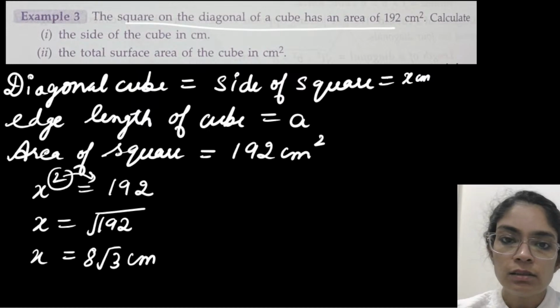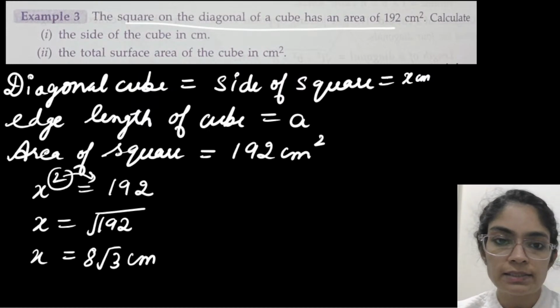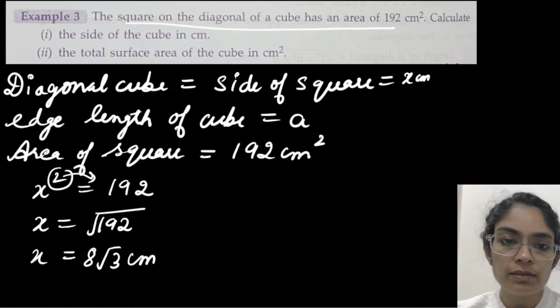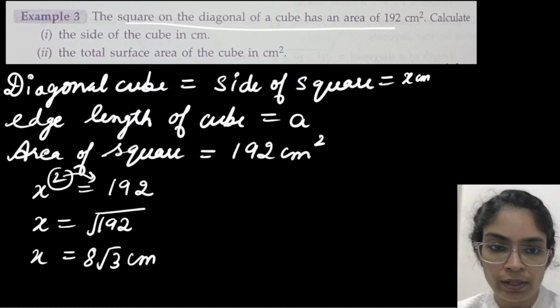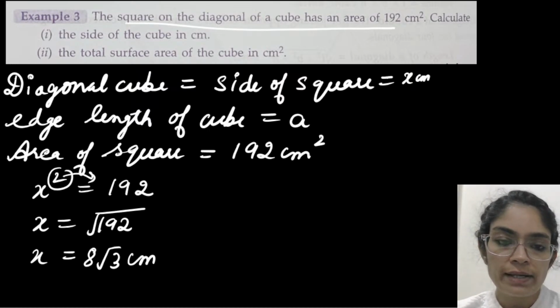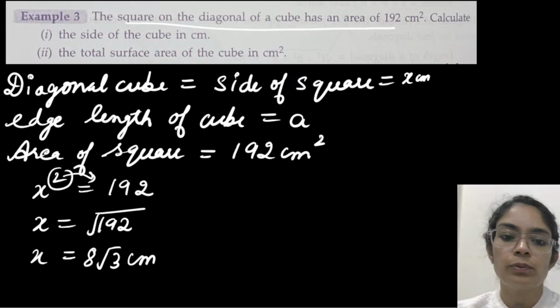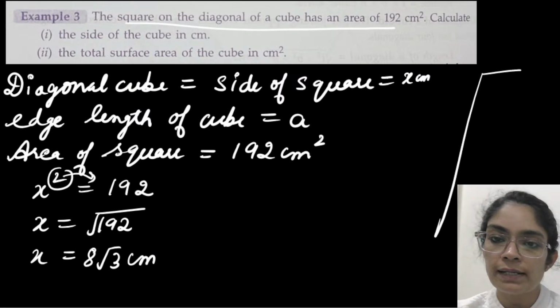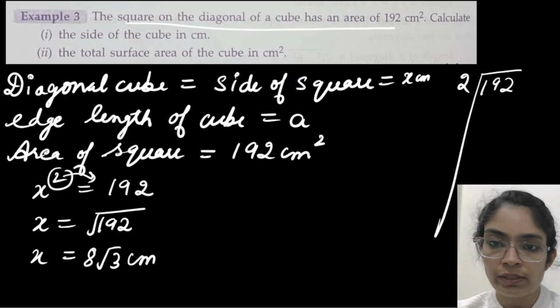So diagonal and square side I assumed as x. Edge length I assumed as a. Area of square is given to us as 192 centimeter square. So area of square's formula is x squared, because side of square I assumed as x. So x squared is equal to 192. When I shifted the square to the other side it became square root. So the square root of 192 you can simplify by prime factorization.